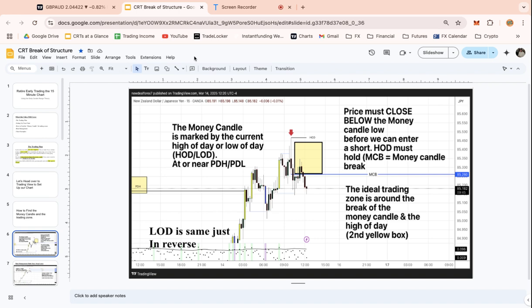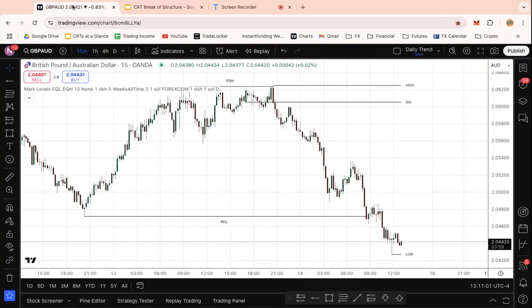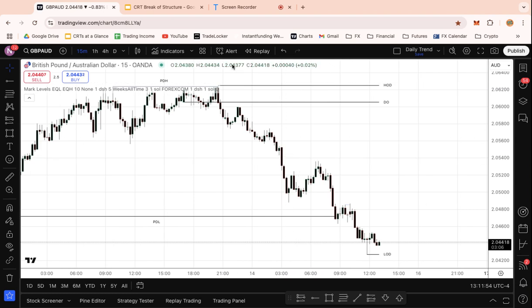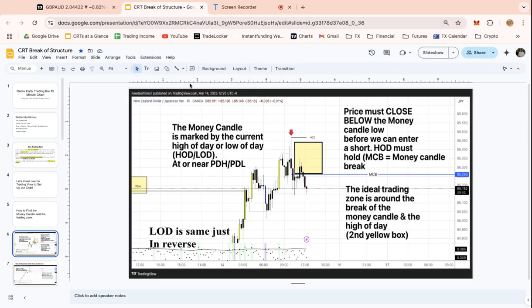Now, will the HOD change? Yes, it will, because this is what's called a repainting indicator. Sometimes lows get taken out. This used to be the low. Now this is the low. So it will change, but there's something we use to be sure to avoid losers, and I'm going to show you how to not get stopped out in a few seconds here. So that's your money candle, and that's where you find it.